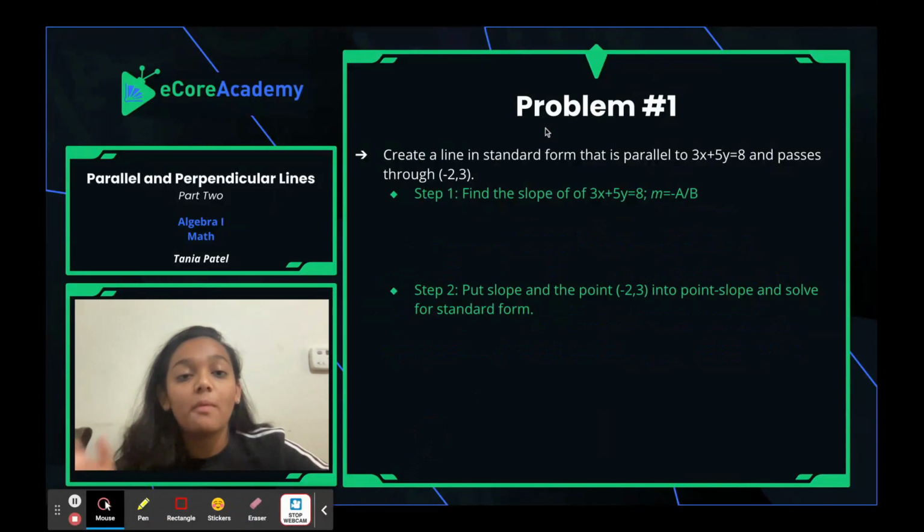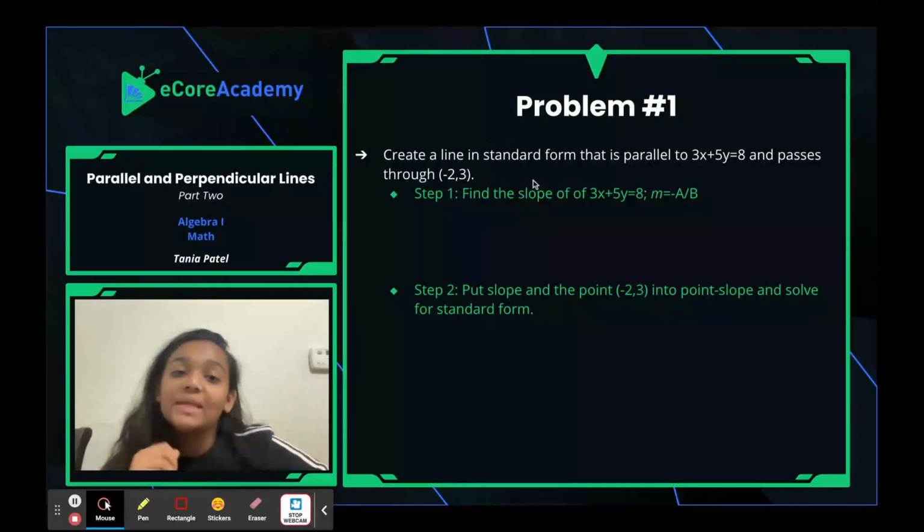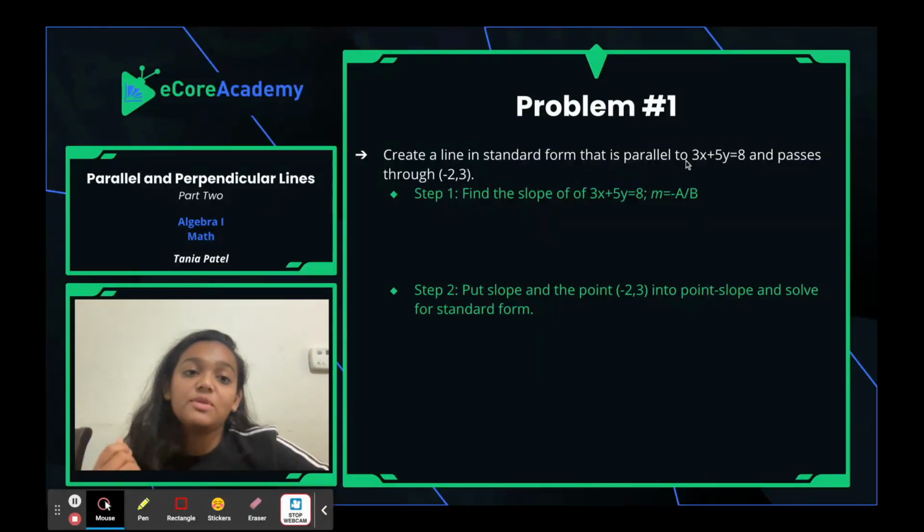All right, so problem number 1. We're going to go through two problems very similar to one another, but we are going to be tying in all different concepts. So let's get into it. This question asks us to create a line in standard form that is parallel to the equation 3x plus 5y equals 8 and passes through the point (-2, 3). The first step is to find the slope of the equation 3x plus 5y equals 8.